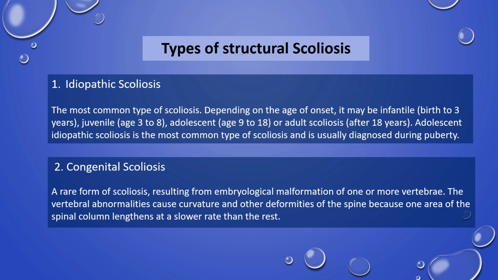Congenital scoliosis, a rare form of scoliosis resulting from embryological malformation of one or more vertebrae. The vertebral abnormalities cause curvature and other deformities of the spine because one area of the spinal column lengthens at a slower rate than the rest.